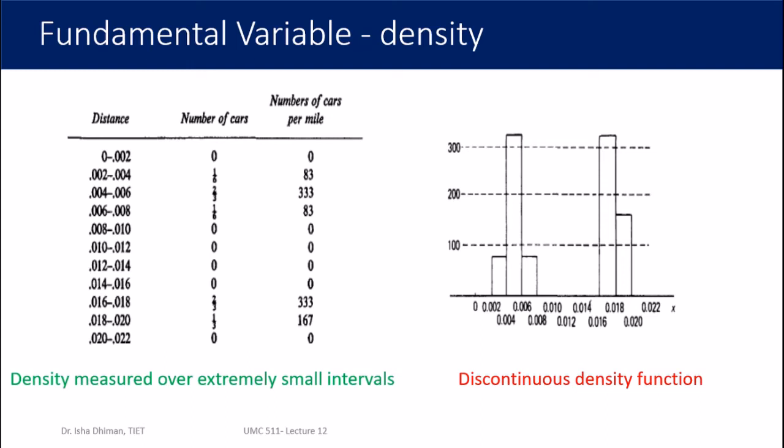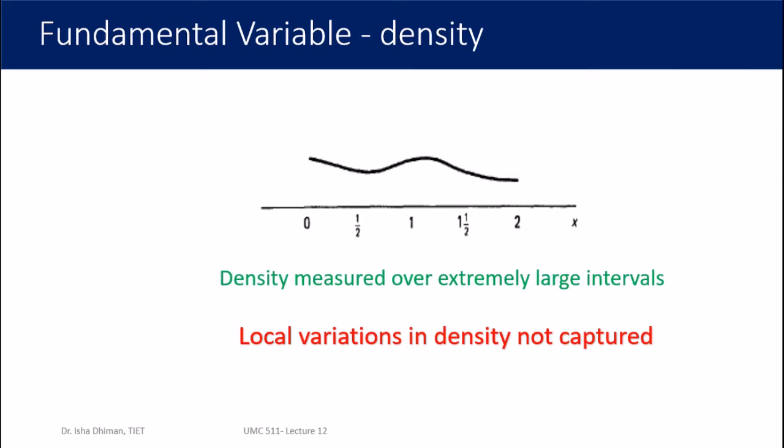That's as a function of space, because on the x-axis you are representing space, and on the y-axis you are measuring the density, rho. So rho as a function of x is highly discontinuous. It's 0, 83, 333, again 83, again 0, 0, 0, 0, again 333, 167 and 0. So it's a highly discontinuous density function. That's the problem which can occur if you choose your measuring interval very, very small. On the other side, if your measuring interval is very large, then you may get almost constant density.